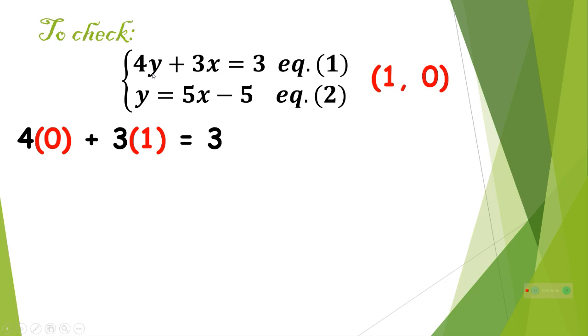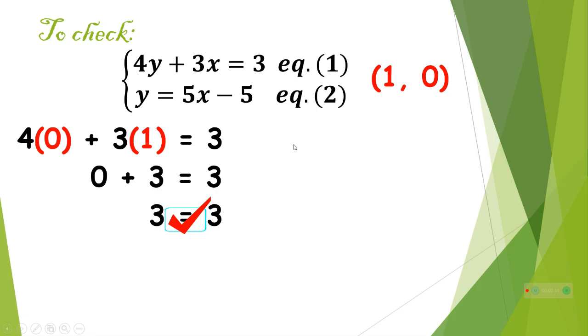0, because we have here y, plus 3 times our x, which is 1, equals 3. Then 4 times 0 is 0, plus 3 times 1 is 3, is equal to 3. So 0 plus 3 is equal to 3, which is true or correct.